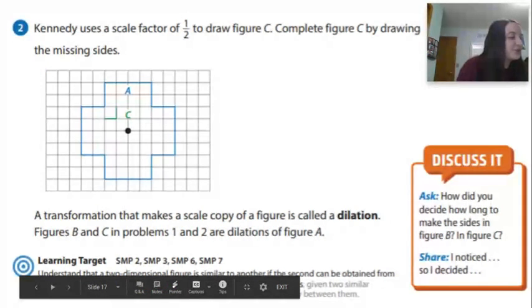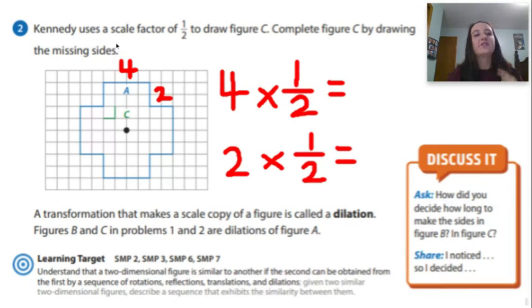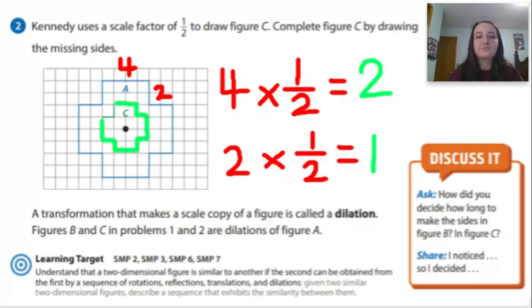Now we're on to question 2. It says Kennedy now uses a scale factor of 1/2. Remember, that's less than 1, so that's going to shrink our image. Now we need to complete our drawing. The first step here is, again, we have 4 by 2, and we need to multiply each of those numbers by our scale factor. So 4 times 1/2, and then 2 times 1/2. When we do 4 times 1/2, that is equal to 2. And when we do 2 times 1/2, that is equal to 1.